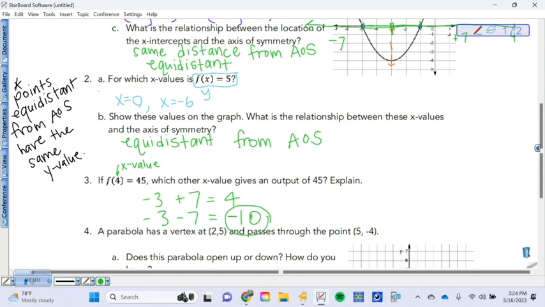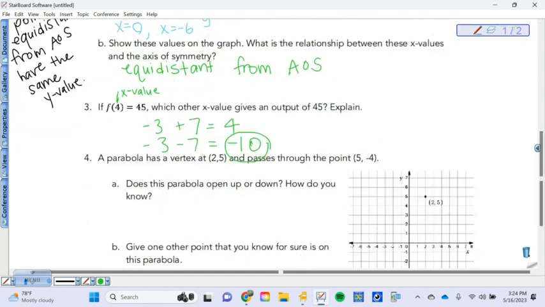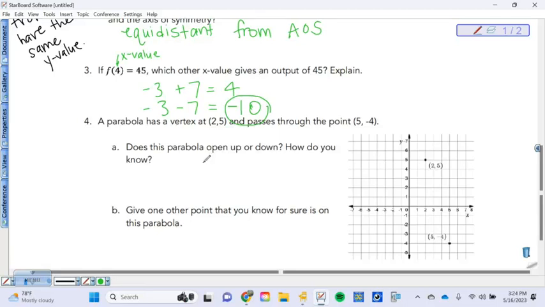Okay. All right, and then number 4. So I have a vertex at (2, 5). My vertex is at (2, 5), right here. And the parabola passes through the point (5, -4) right here. Does this parabola open up or down?